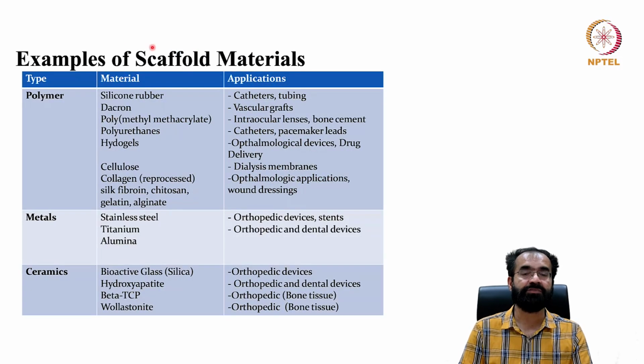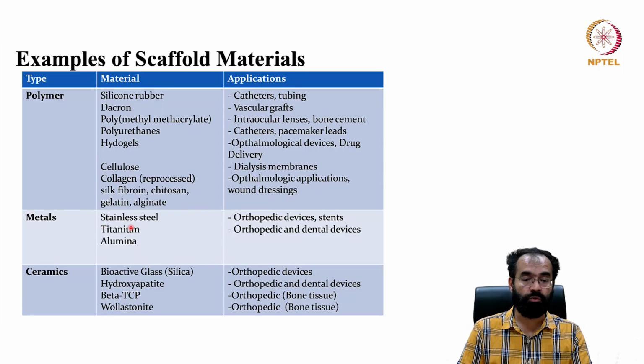So some examples of scaffold materials are listed here. The polymer type is given here: silicone rubber, Dacron, polymethyl acrylate, polyurethanes, hydrogels, cellulose, collagen, silk fibroin, chitosan, gelatin, alginate, etc. These are polymer examples, and they are used in applications such as catheters, tubing, vascular grafts, intraocular lenses, bone cement, and pacemaker leads. So you can read, the list continues, many are there.